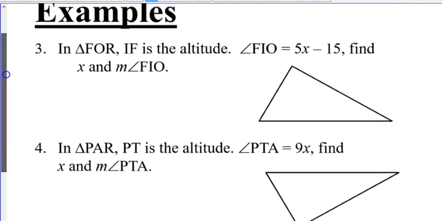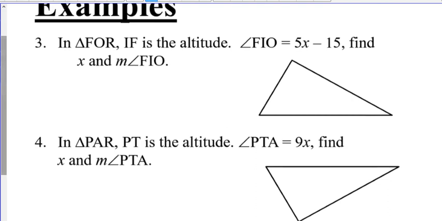All right, example 3, FOR. FI is the altitude. Now, with altitudes, it is usually easier if you have it at the top. It's just easier for most people to draw that straight line down. So I'm going to put my F up here, and then O here and R here. When I drop the line straight down, using a straight edge, FI is my 90-degree angle. Put the 90-degree angle in there.